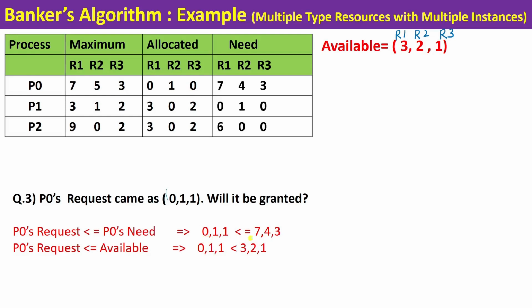So here you can see 0 is less than 7. Okay. So this condition for R1 is okay. 1 is less than 4. Okay. And 1 is less than 3. So that means this whole request thing is less than need.